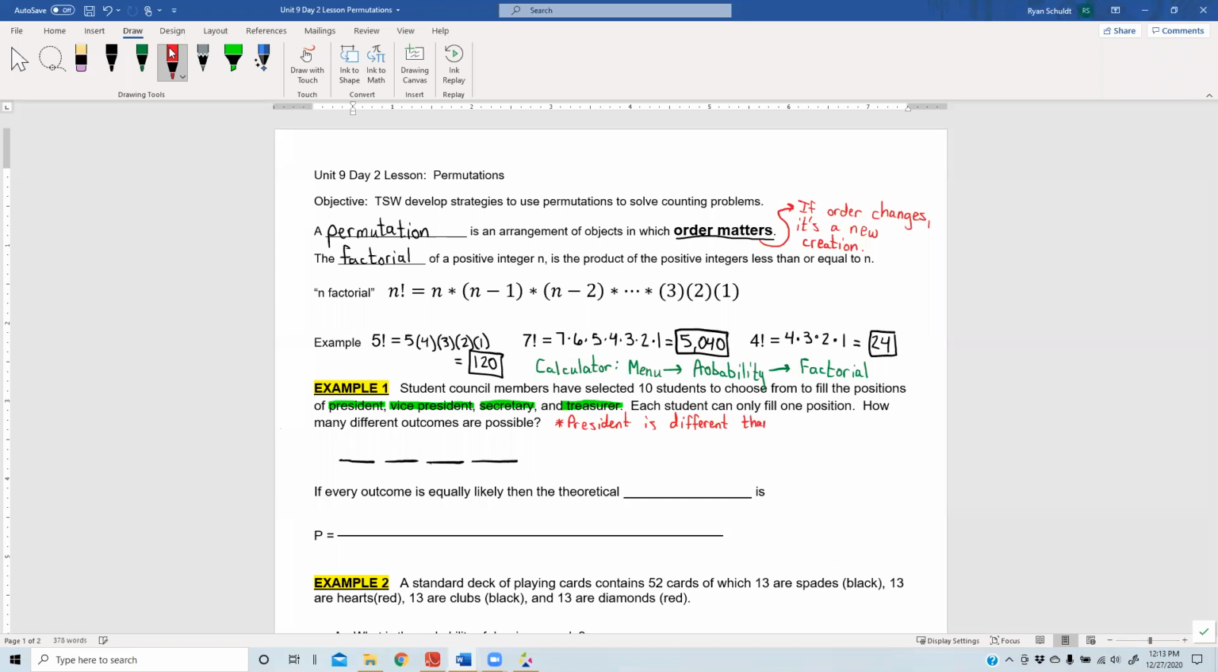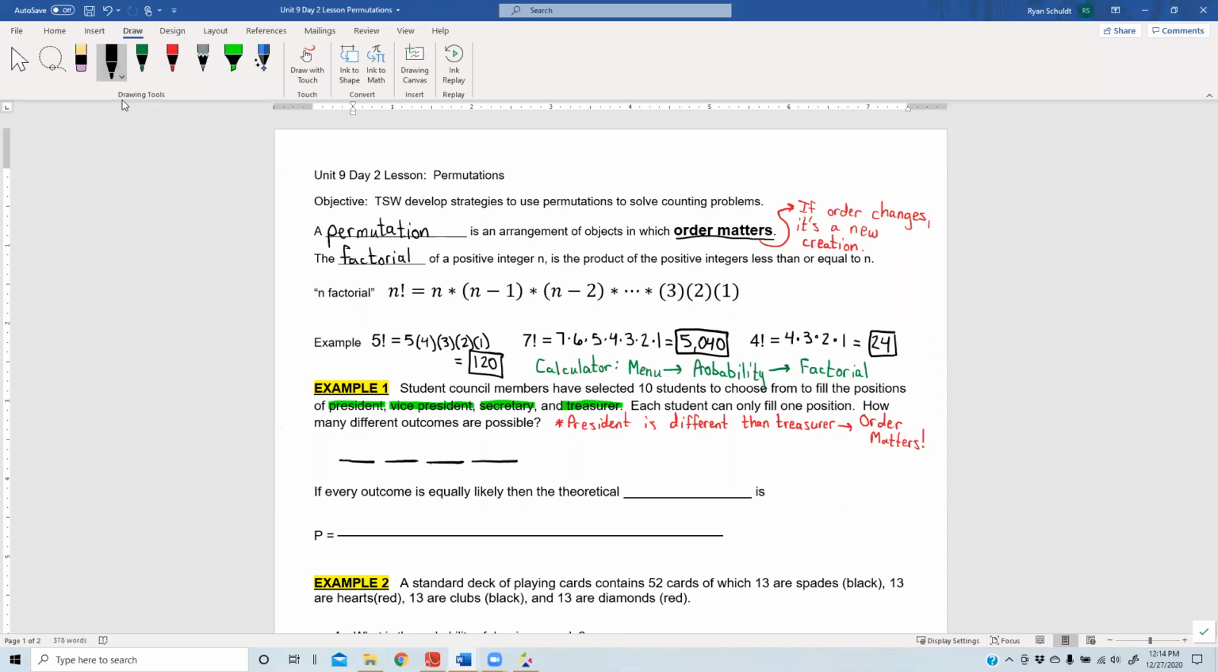So what does that mean in the grand scheme of the problem? That means that order matters, which means we have a permutation. Okay, so we know order matters.